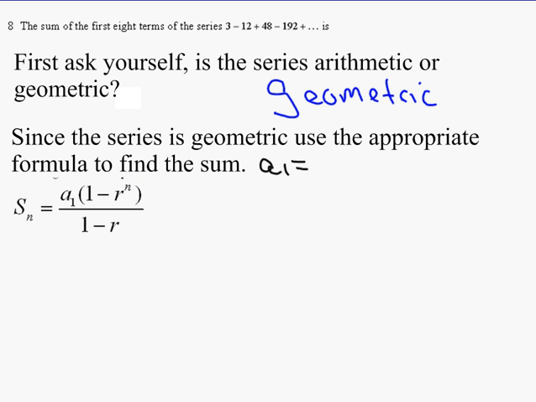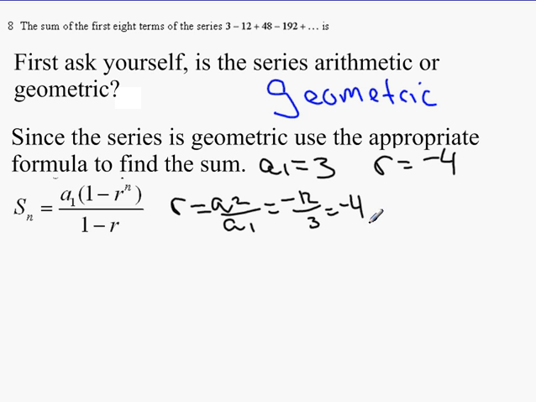A1 is the first term. In this case, the first term is 3. R is the common ratio. That's the number you multiply by to go from one term to the next. So we have to find R. A quick way to find it is to just take the second term divided by the first term. So that's negative 12 divided by 3. That's negative 4. So R is negative 4. N is 8 because we are adding the first 8 terms.